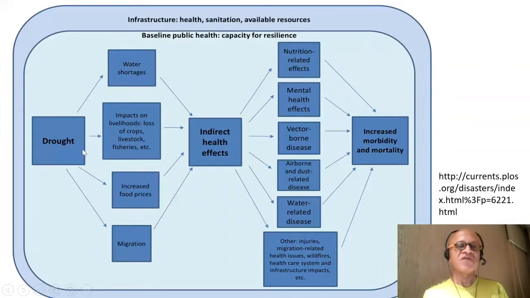So drought can obviously create water shortage. It can impact livelihoods, impact crop production, livestock and fisheries as well. Can increase food prices, so create nutritional issues and starvation and so on, and cause migration, forced displacement of people. All can lead to indirect health effects. So there is baseline public health and capacity for resilience that has to be monitored.